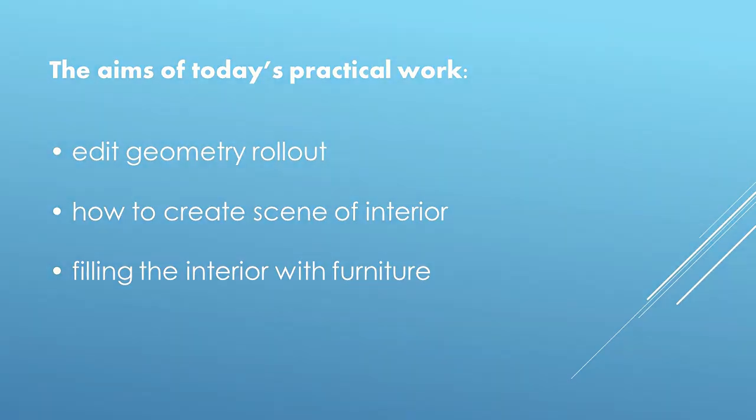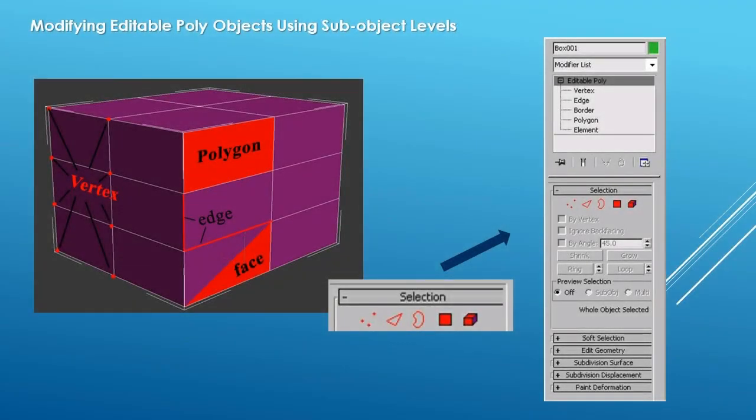with furniture. In the previous lesson we learned how to convert geometry primitives into editable poly objects and how to edit them at the sub-object level. The sub-object levels like vertices, edge, border, polygon and element help you to select the sub-objects of the object in the viewport. You can do extrude, chamfer, connect and so on to modify the shape of the object.